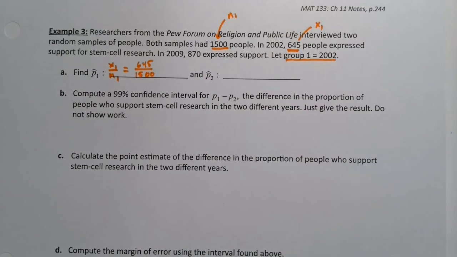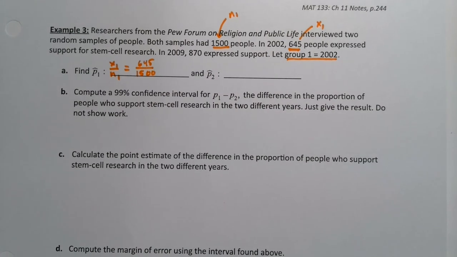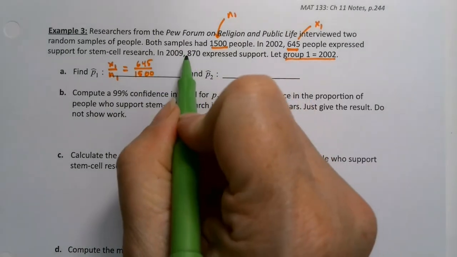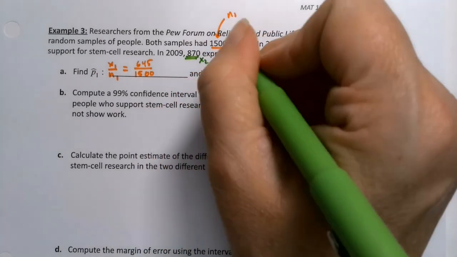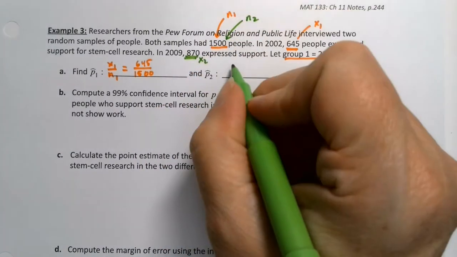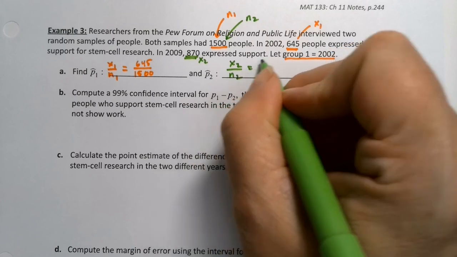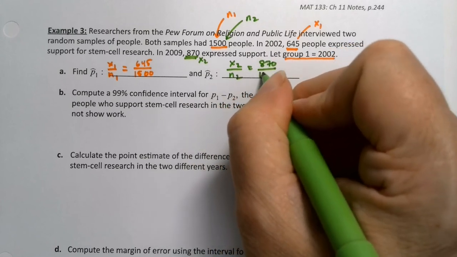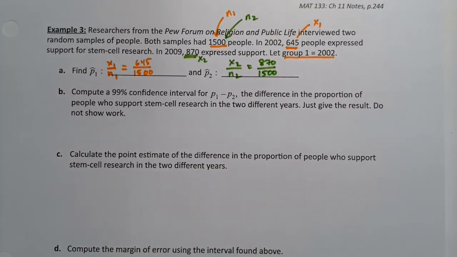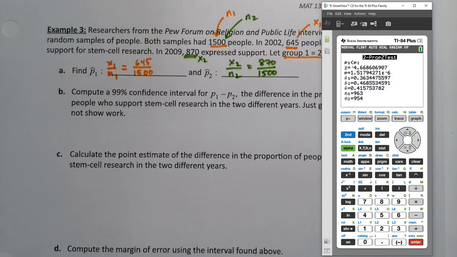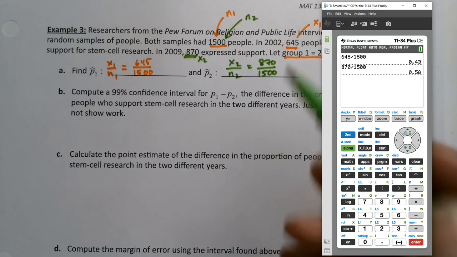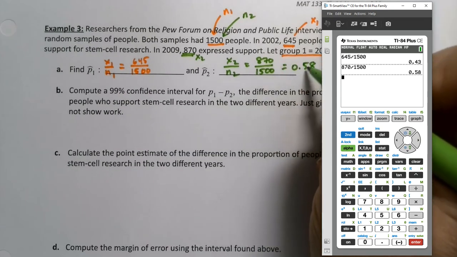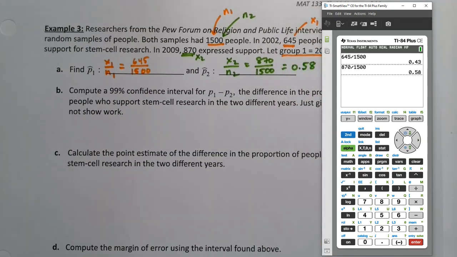And then p2 hat, that would be the 2009 group. So it's 870, so there's x2, and then that's also n2. So it's x2 divided by n2, which is 870 divided by 1,500. And just out of curiosity, let's see what those are in decimal form so we have a better sense of it. So if I take 645 and divide it by 1,500, and 870 and divide it by 1,500, I get 0.43 right here and 0.58 over here.